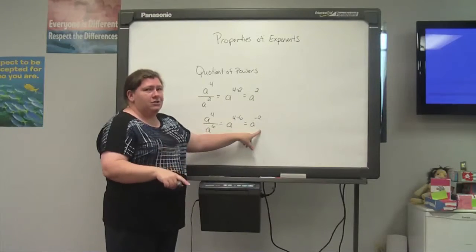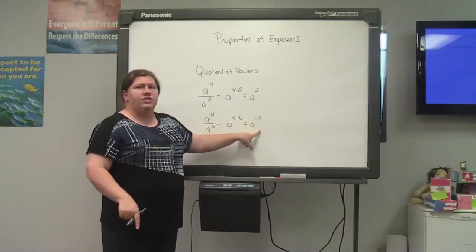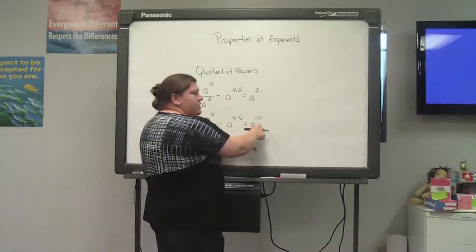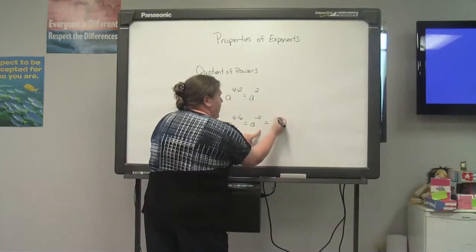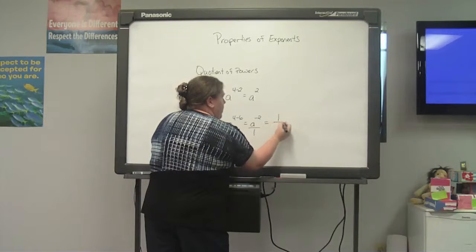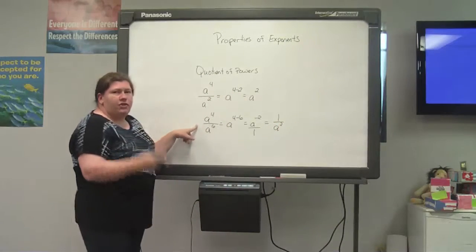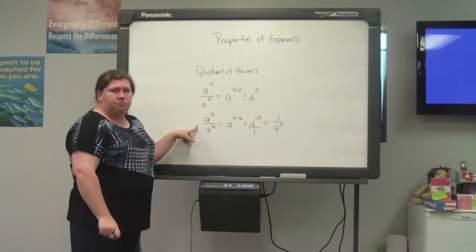There are going to be many times when you use more than one of these properties in one equation. Because of this answer, I can put it over 1, and my answer ends up being 1 over a squared. And in this one equation, I've used two properties in one.